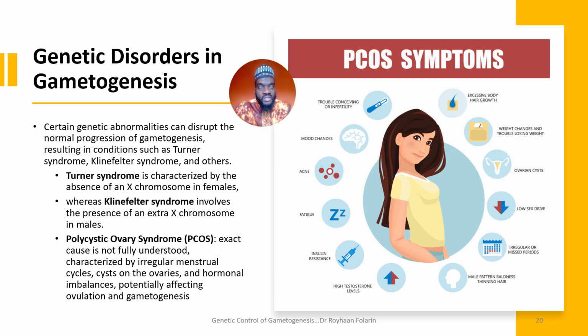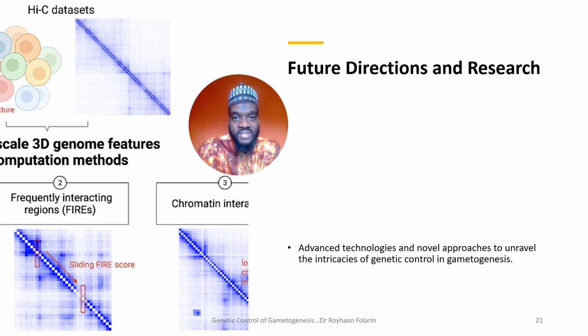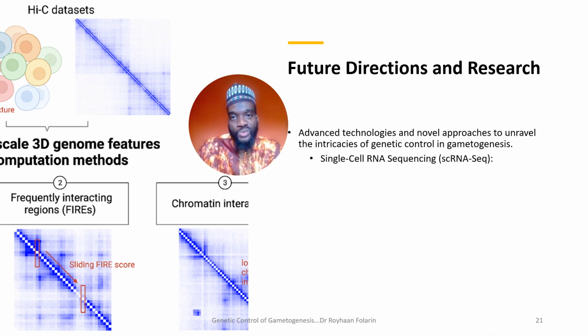So chromosome microdeletions are also possible, hemochromatosis, congenital adrenal hyperplasia, amongst others. So, as we've always tried to highlight, researchers employ a variety of advanced technologies and novel approaches to unravel the intricacies of genetic control in gametogenesis. And these techniques have always proven to be very insightful into understanding the molecular mechanisms and the patterns of gene expression, as well as understanding better how things are epigenetically regulated during the development of these gametes.